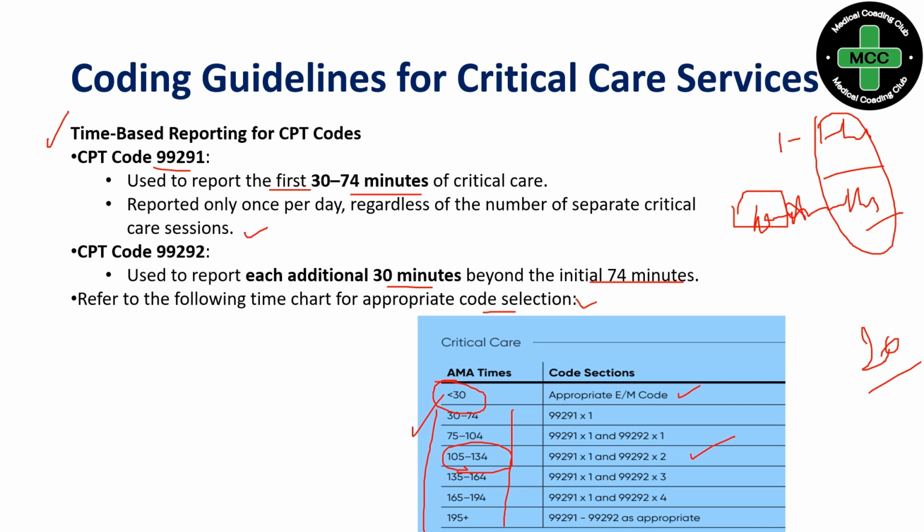And if you see here, they have given the time in minutes. In the exam they might give it in hours, like 1 hour, 2 hours, so that is 60 minutes, 120 minutes. Likewise, you should check and select the code according to that. So these are the codes that we have for critical care. Remember, only two codes: one is the primary code and one is the add-on code.